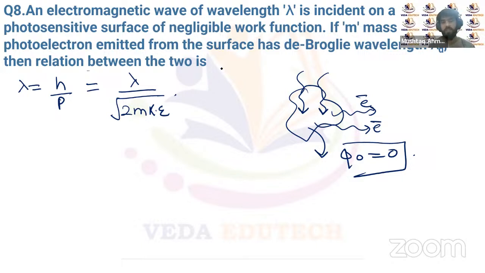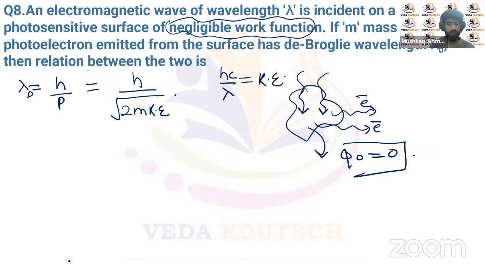So we can say that hc upon lambda, and let me write this as lambda d, this is the de Broglie wavelength. So hc upon lambda will be the energy incident, and the whole of this energy will be present as the kinetic energy of this electron, because it's given that the work function is negligible. We can assume the work function to be equal to 0 in this case. So the total kinetic energy is actually equal to hc upon lambda.